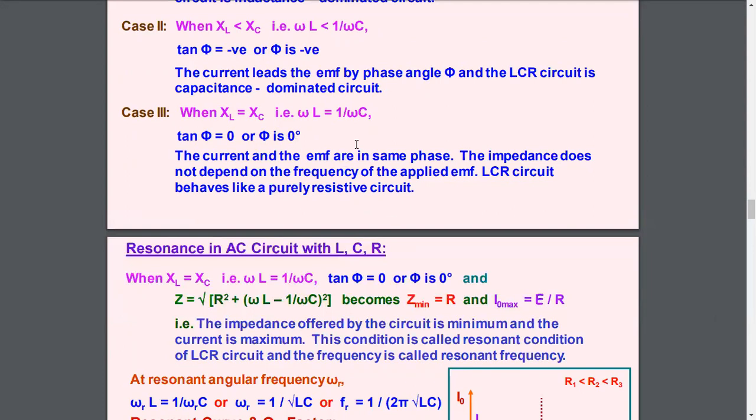So this situation is called the resonant state of the LCR circuit, where the impedance offered by the LCR circuit becomes just equal to resistance R, and this impedance becomes frequency independent.